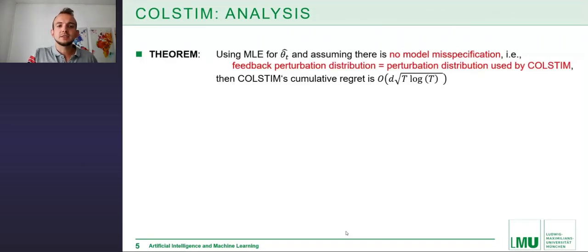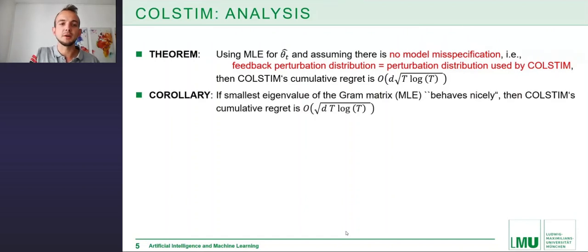And in our analysis, we have shown that if we use the maximum likelihood estimation for the theta estimation, and also assume typical assumptions for contextual bandits, and we assume that the perturbation distribution we choose is the same as for the underlying CoLST model, then we have a cumulative regret for the suggested algorithm of square root T times log T times the dimensionality d of the context vectors, of the weight parameter.